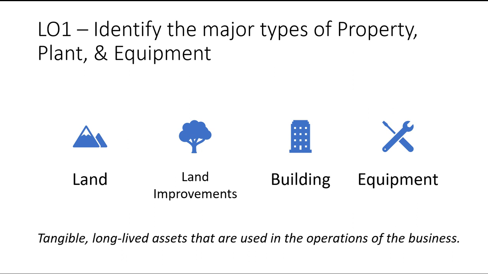Buildings, of course, a building could be a warehouse, it could be a factory, it could be an office building, any building that's used in the operations of the business. And then equipment contains a lot of different things. For example, it could be vehicles, trucks, cars. It can be computers, it can be cash registers, it can be machinery in a factory. It could be furniture, it could be fixtures in a store. So many, many different things included under equipment. And again, equipment is depreciated over its useful life.